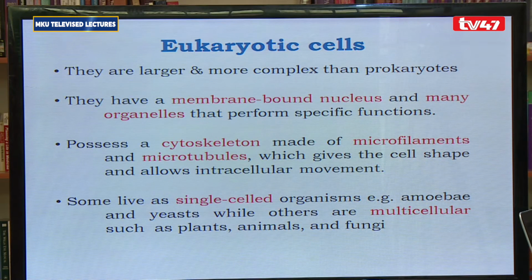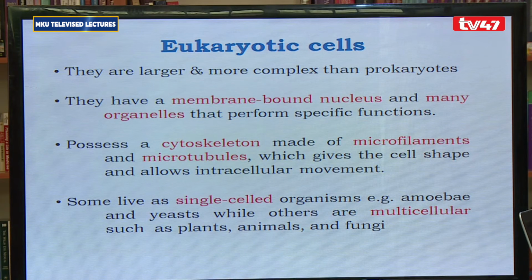If a cell is to produce more proteins, then it would have the organelle that is producing the proteins in higher numbers than other organelles. Eukaryotic cells also have what we call a cytoskeleton, like a skeleton structure around the cell. This is made of microfilaments and microtubules. These are string-like structures around the cell, which help in giving the cell shape and also allow intracellular movement within the cell.